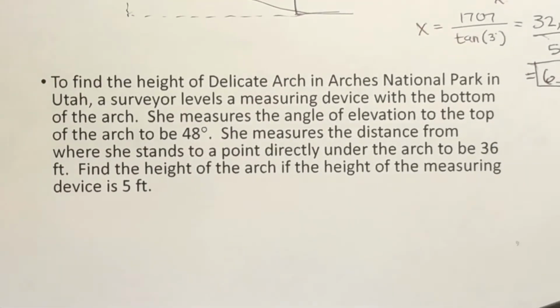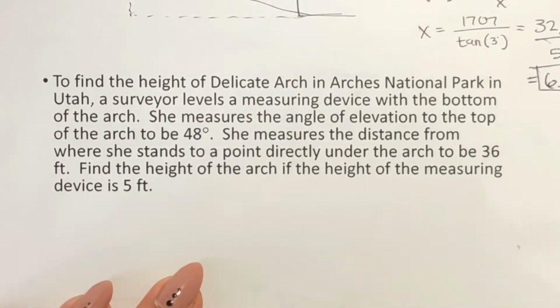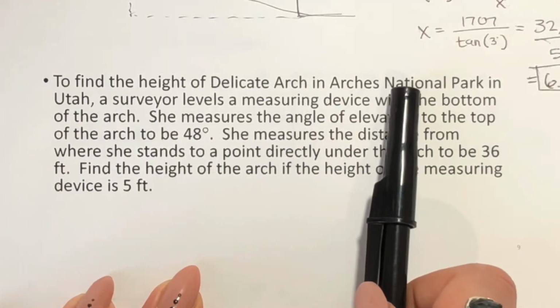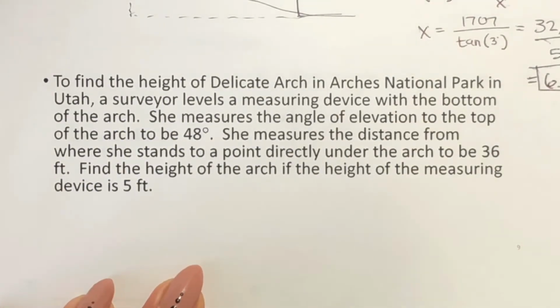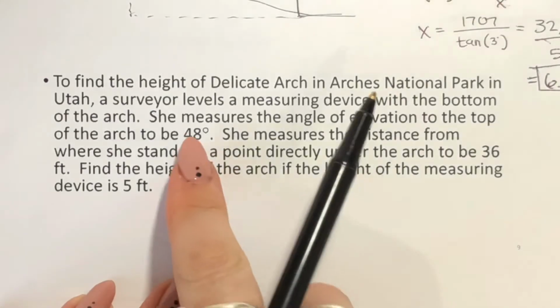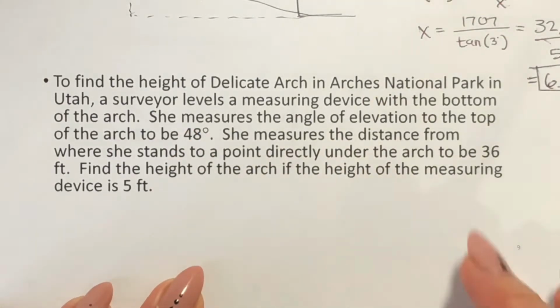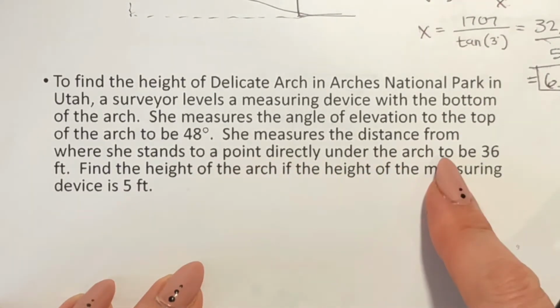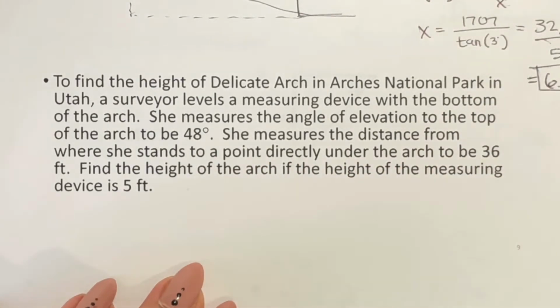Okay, we're gonna do one more. It says, this one's a Utah one too. To find the height of Delicate Arch in Arches National Park in Utah, the surveyor levels a measuring device with the bottom of the arch. She measures the angle of elevation to the top of the arch to be 48 degrees. She measures the distance from where she stands to a point directly under the arch to be 36 feet. Find the height of the arch if the height of the measuring device is 5 feet.